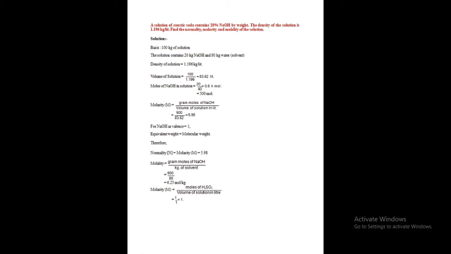Next one is molality. Molality formula: gram moles of NaOH divided by kg of solvent. Gram moles you already know, it is the calculated value. Kg of solvent, which one is the solvent in our problem? Water, 80. Divide these two values. We got the value of molality, 6.25 mole per kg. This is the molality, gram moles of NaOH by kg of solvent. This is over: molarity, molality and normality values.